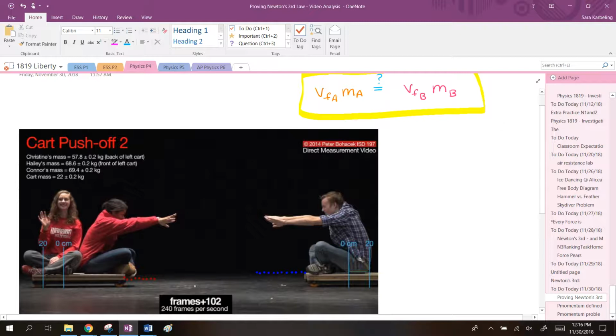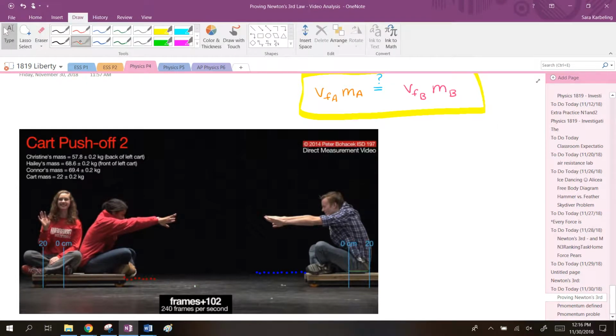So the mass of A, let's write this down. So the mass for A is going to be the mass of Christine plus the mass of Haley plus the mass of the cart. Okay? All of that added together. So you've got calculators out. If you don't already, go grab one, because I need you to do this math for me.